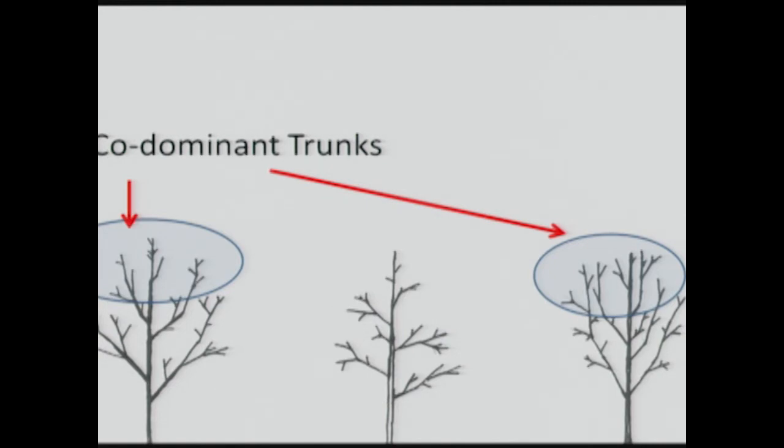So you can see codominant trunks, right? These trunks are competing for dominance. This tree, it's really prominent, right? Probably this branch we would like to be dominant, but these others are starting to outcompete it. That's poor structure for the reasons we've discussed.